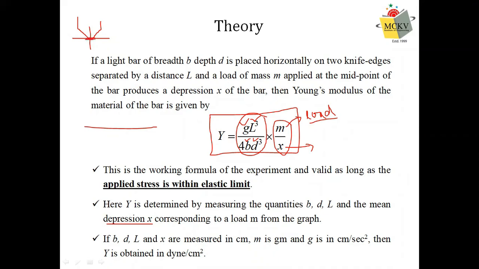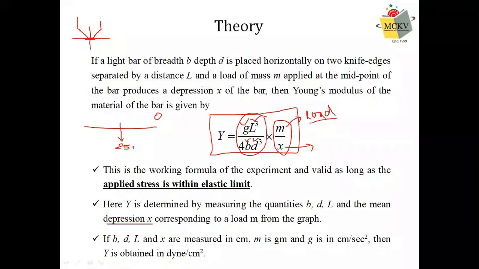So basically, whenever the pointer touches the horizontal line, you need to take the reading. The first reading would be for zero load, no load on this iron bar. So you take the zero load reading. Then hang a mass of 250 grams, let us say.